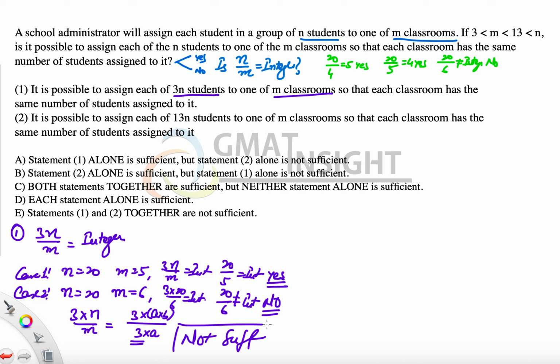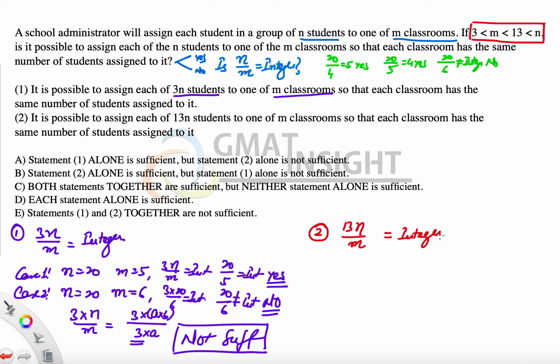The trickiest part of this question was to figure out the ways to prove that the first statement is not sufficient. Now, having understood the science behind why the first statement was not sufficient, we can look at the second statement in an even more efficient way. And never forget that we always have to choose the values of n and m which satisfy the given range. Now the second statement says that 13n students can be assigned to m classrooms so that each classroom gets the same number of students, which means 13n over m is an integer.